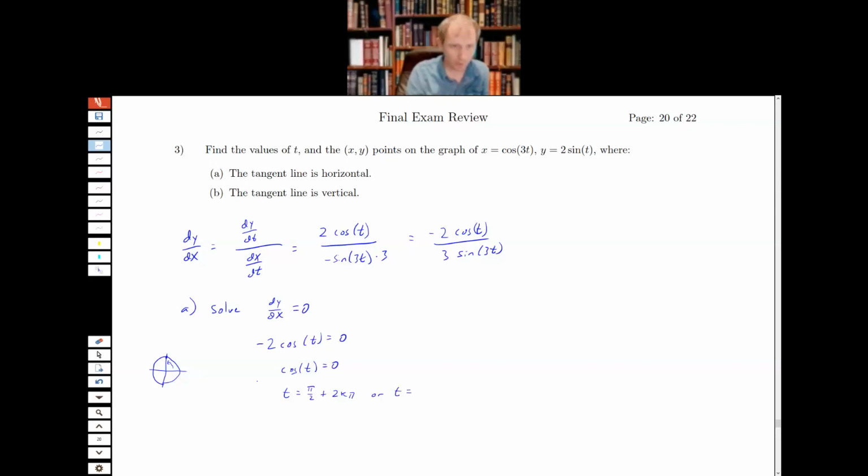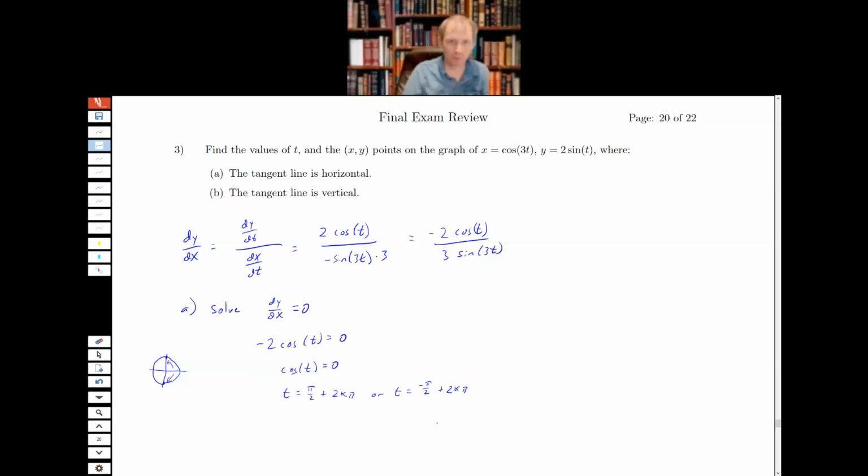Or I could get the opposite of that, right? If I were to measure down this way, this point also has an x value of 0. So I could have negative pi over 2, plus 2k pi. All right, so these are t values where the derivative is 0.